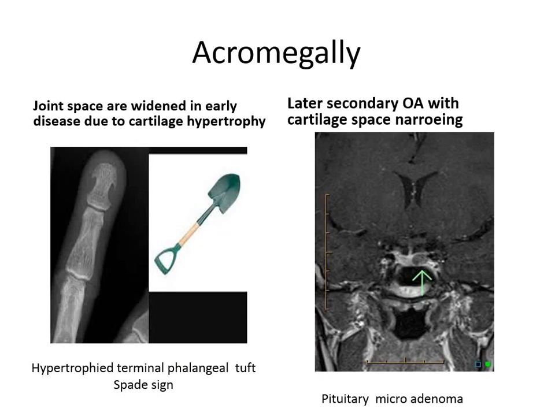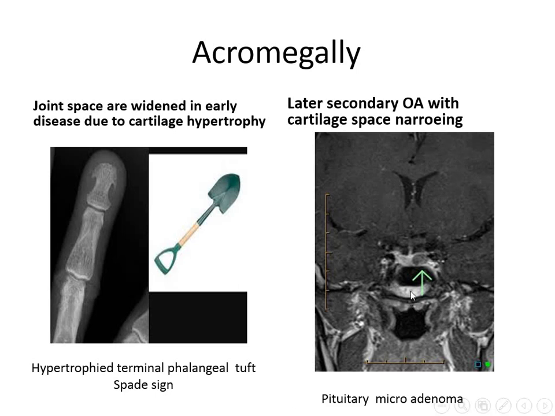Acromegaly characteristically causes joint space widening in the early disease because of cartilage hypertrophy, but later, secondary to OA changes, it will cause narrowing of the joint space. We have certain signs caused by acromegaly, like the spade sign, which is hypertrophied terminal phalangeal tufts. And for the cause of the acromegaly, here is a coronal T1 post-contrast MR.